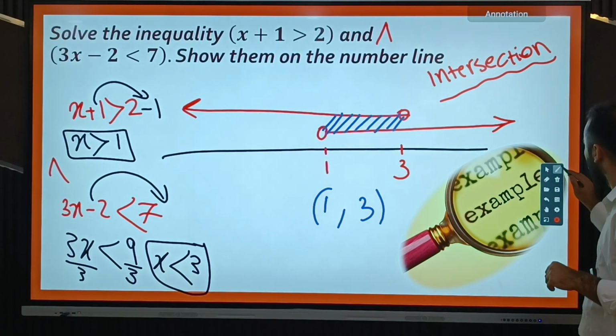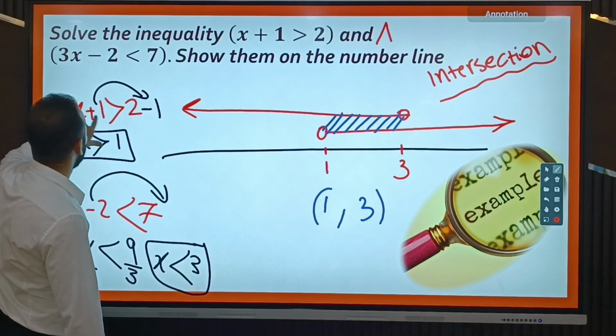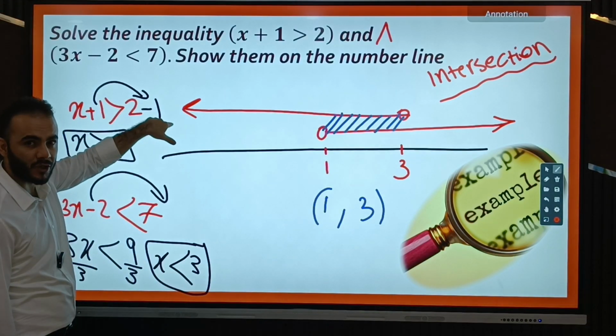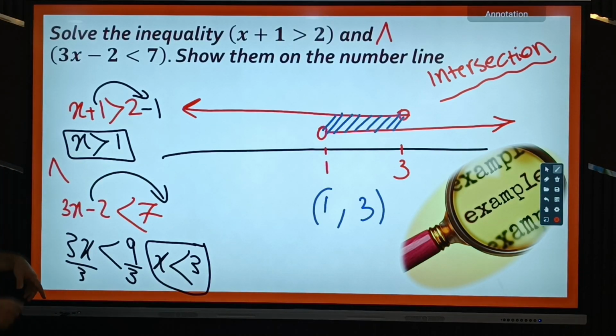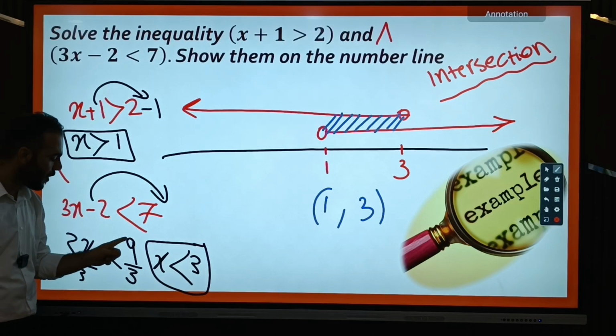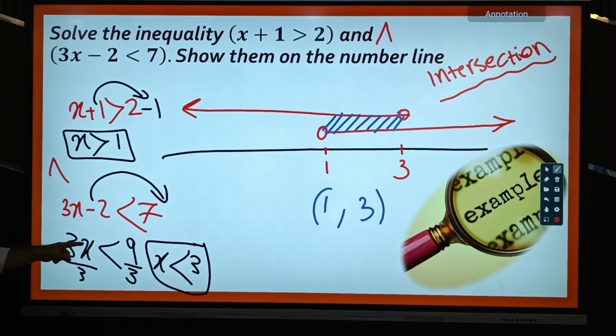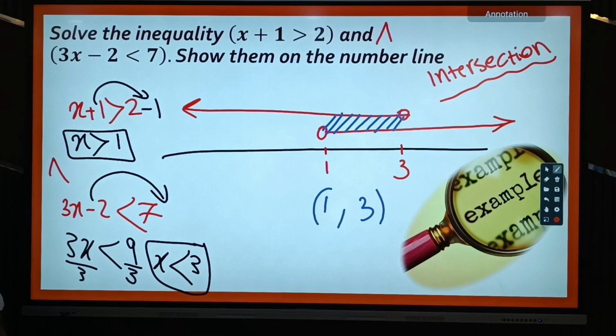Perfect. I'm going to explain one more time quickly. First of all, x plus 1 greater than 2. Move this 1 to the other side, so we are going to have negative 1. So x greater than 2 minus 1, which is 1. That is the first solution. The second solution is 3x minus 2 less than 7. Move this number to the other side, so it's going to be 7, and this negative 2 will become positive 2. So 7 plus 2 is 9. Since 3 is not alone, we need to make it alone by dividing by 3. So x less than 9 over 3, which is 3. That is regarding the second solution.